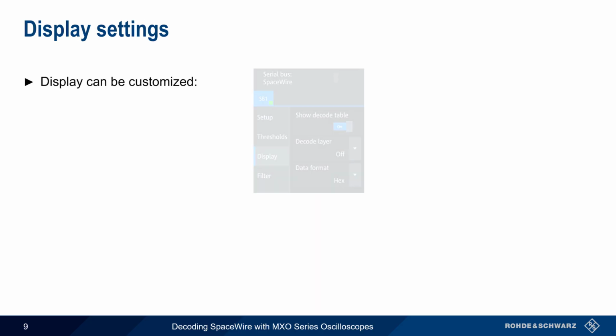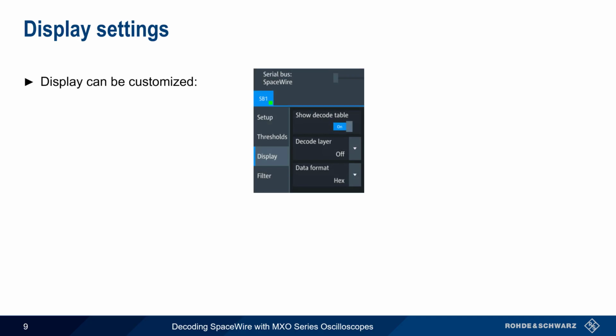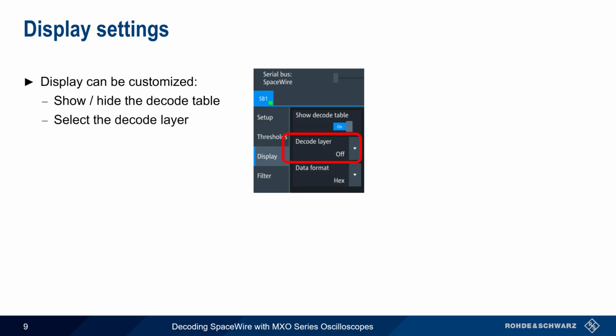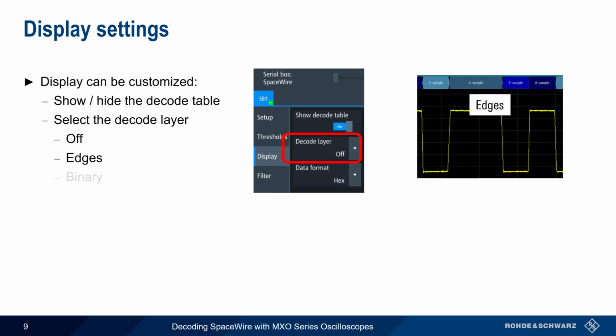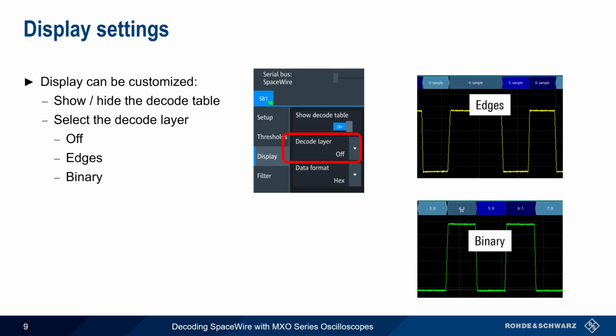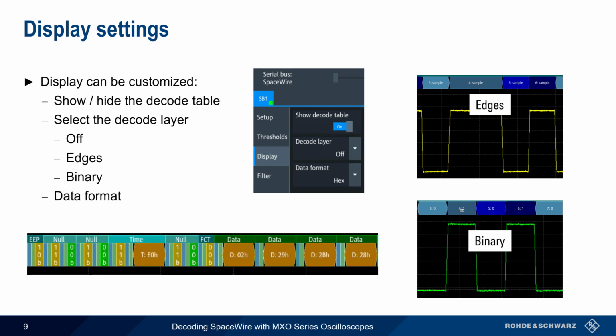The display settings can be customized in a variety of ways. The decode table can be turned on and off, and we'll look at the decode table more closely on the next slide. The decode layer is shown along the very top of the screen and can be set to off or to several other formats. For example, interpreting the waveform as edges or as logical bits. The default format is showing the data with each field having a different color. These fields can be displayed in different base formats, such as decimal, hex, etc.